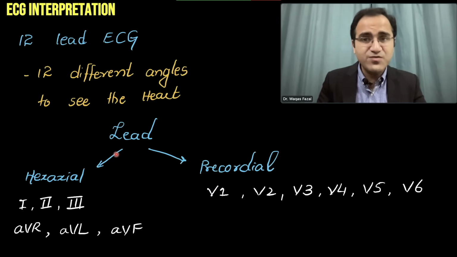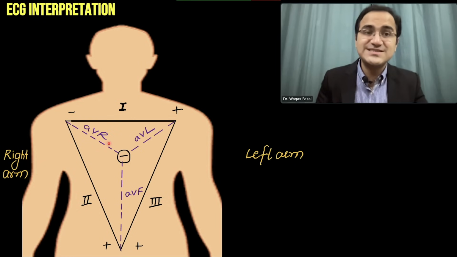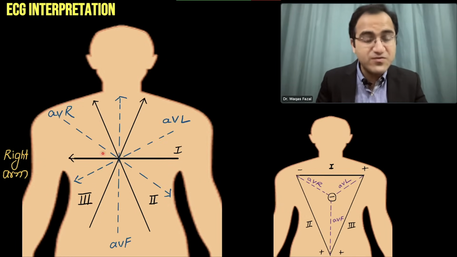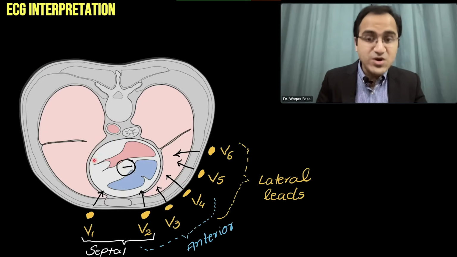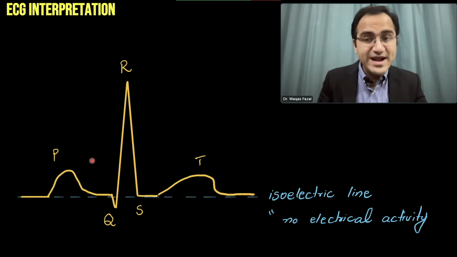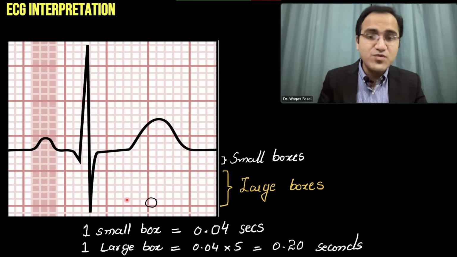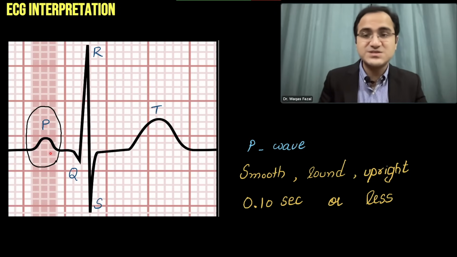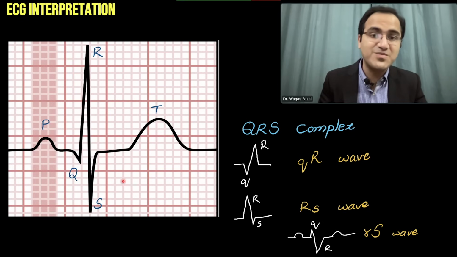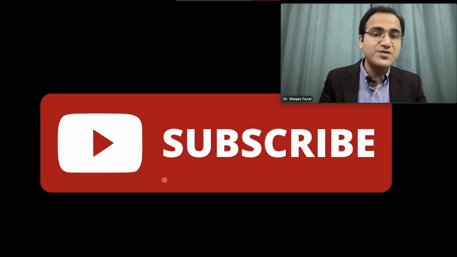We talked about the normal flow of current, 12 lead ECG, hexaxial leads. What do these hexaxial leads represent? Where do these AVR, AVL, AVF derive from, and what do they show? The precordial leads and their importance. What do the leads represent? And then we discussed the PQRS. Where are these derived from? We discussed the graph, the big boxes, small boxes, normal P wave, PR interval, PR segment, QRS complex, ST segment, QT interval, U wave.